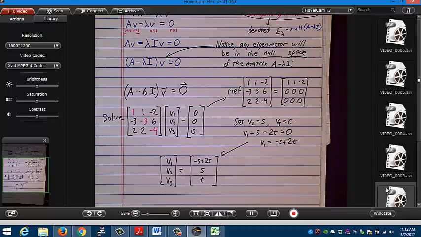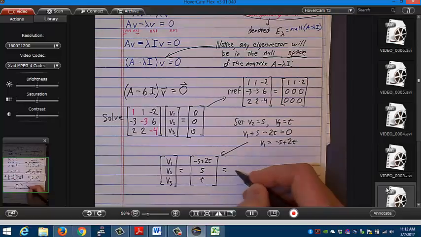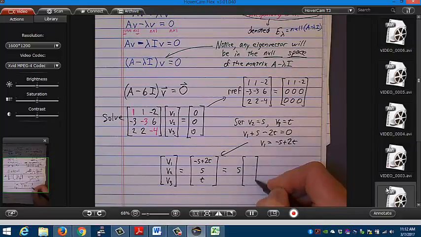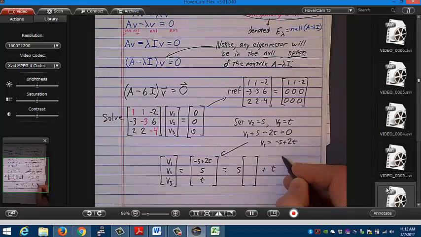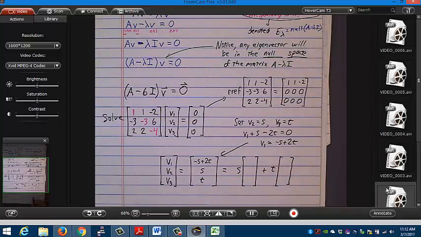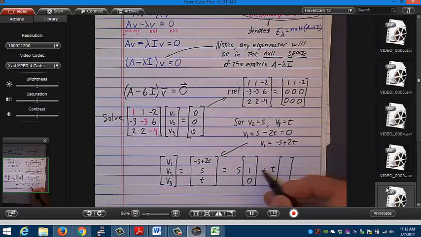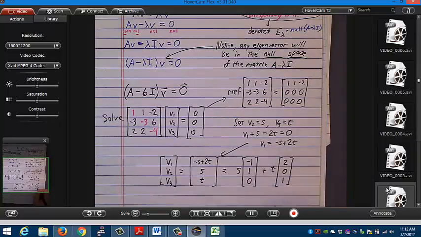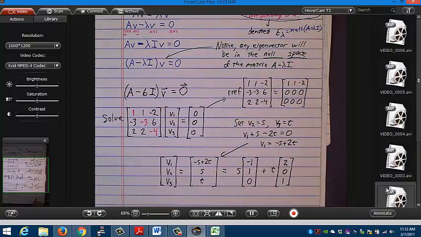Now I want to rewrite it again. I'm going to say what it really looks like is S times some vector plus T times some vector. Do you see what the vectors would be? First one would be, the bottom would be 0. Middle would be 1. And then negative 1 on top. And then this vector would be 2, 0, and 1, for instance. Does that make sense?